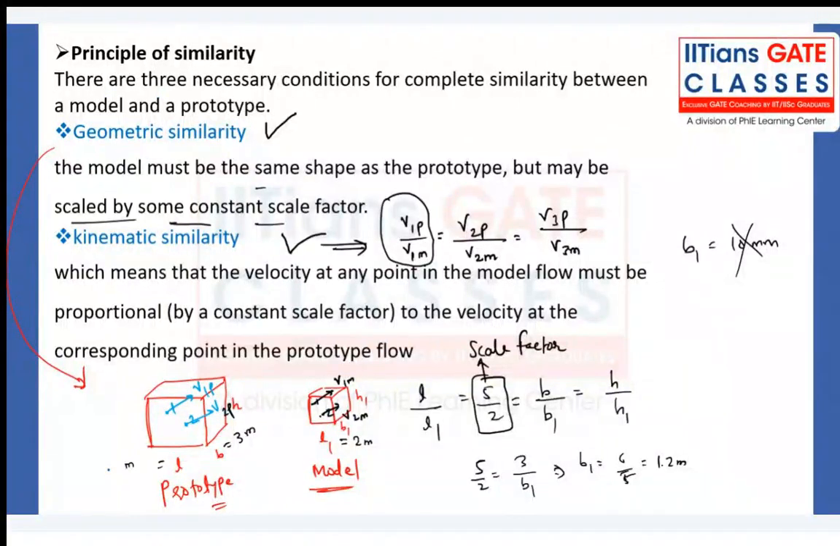Again, whatever we have discussed, geometry means dimensions, kinematic means velocity and acceleration. A very similar thing will be there for the dynamic similarity, that means forces. Forces of the corresponding points of the model and prototype should be in the same ratio, both magnitude and direction. See, whatever the direction is, it has to be the same direction. You cannot have a random direction like this at point number one in the model. So a lot of precaution we need to take care of.